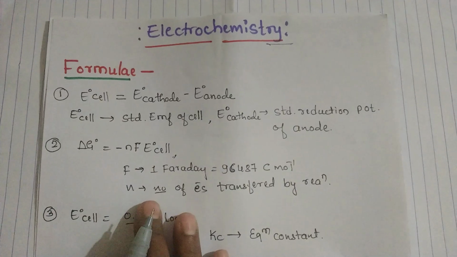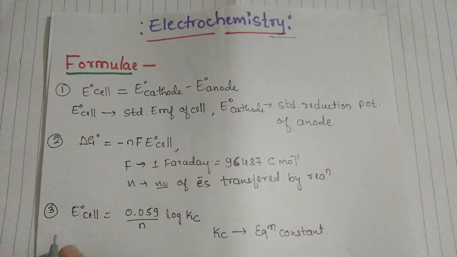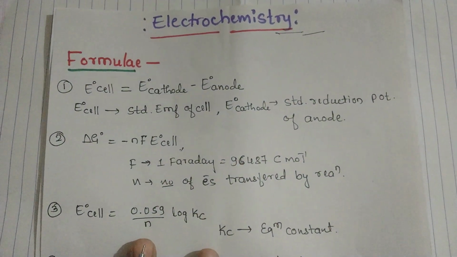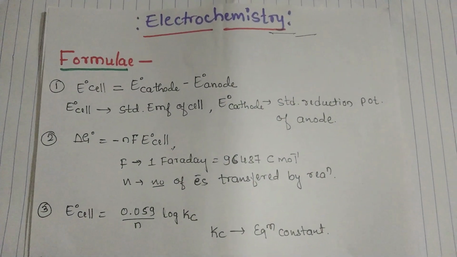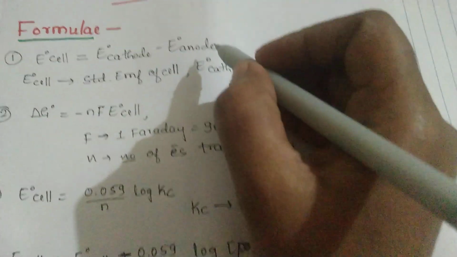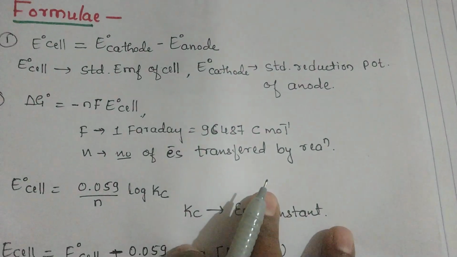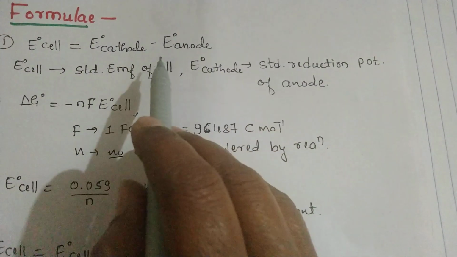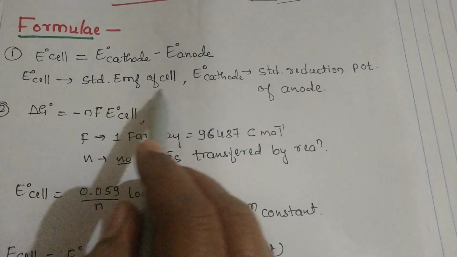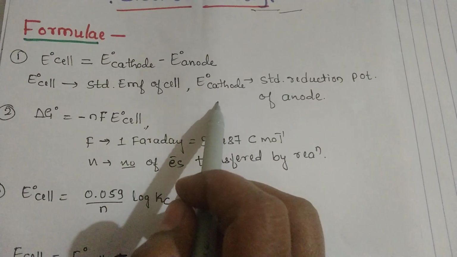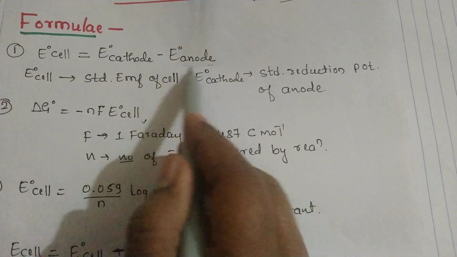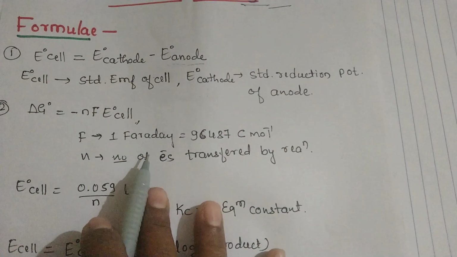Today I am going to discuss some problems on the electrochemistry chapter. First, let us see some important formulas that come in electrochemistry. The first one is E0 cell is equal to E0 cathode minus E0 anode. We know that E0 cell is the standard EMF of the cell, E0 cathode is the standard reduction potential of the cathode, and this is the standard reduction potential of the anode.